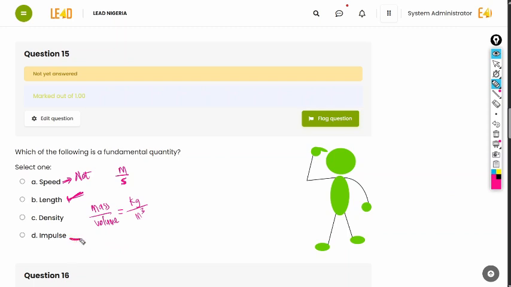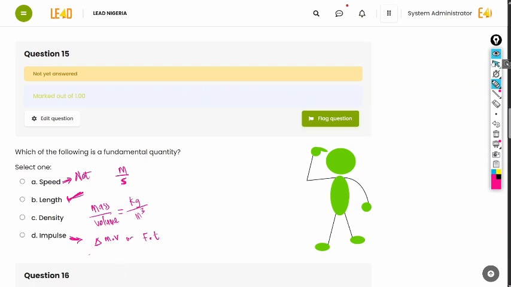Impulse is change in momentum, right? You can use the momentum formula, which is mass times velocity, or more directly, impulse is change in momentum, where mass times velocity is momentum, or force times time. Either way, these are derived units.